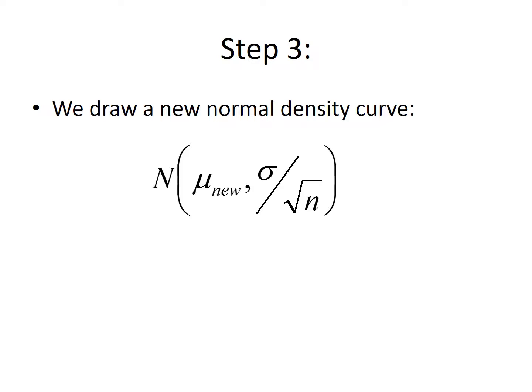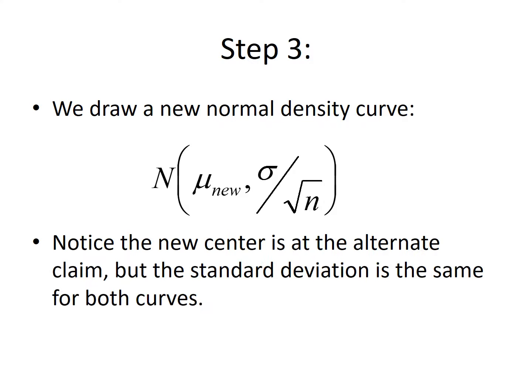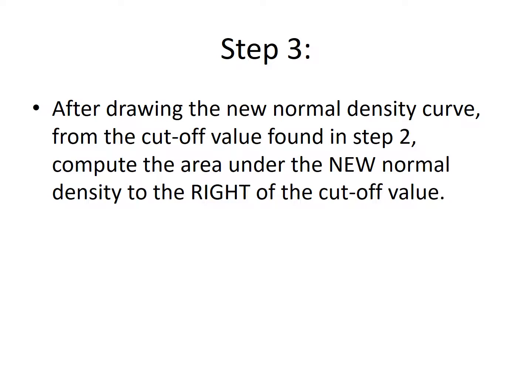We draw a new normal density curve in step 3. This new normal density will be centered at the new value, but it will have the same standard deviation as the original curve, sigma over square root n. The new center is at the alternate claim, and the standard deviation will be the same for both of these curves. After drawing the new normal density curve from the cutoff value found in step 2, compute the area under the new normal density to the right of that cutoff value.